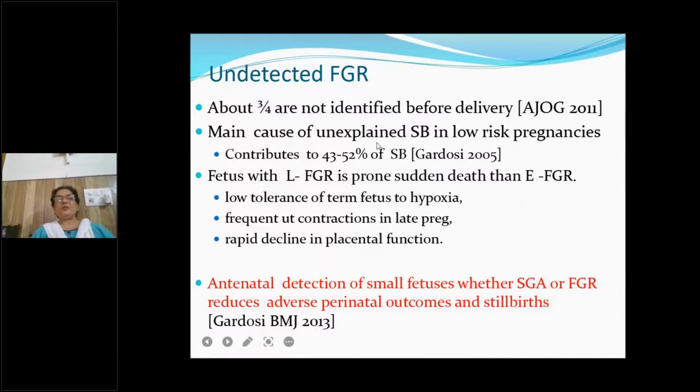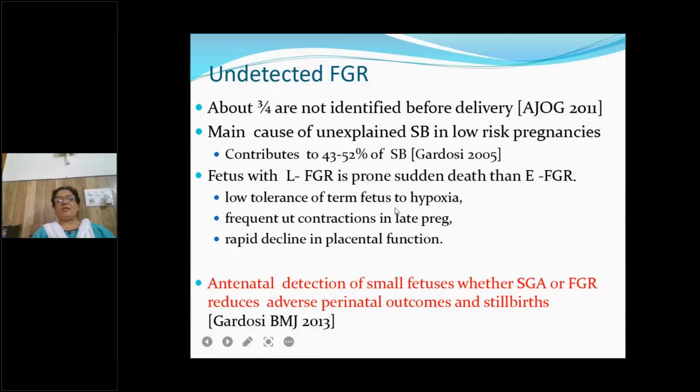And this is one of the causes which we consider as an unexplained stillbirth, because in a peripheral setup, if an unexplained stillbirth occurs, many times the fetal weight also is not measured. But it's a very common cause for unexplained stillbirth in low risk pregnancy, and it contributes to around 43 to 52% of stillbirths. We have already seen that late onset fetal growth restriction is more prone to sudden death than early onset.